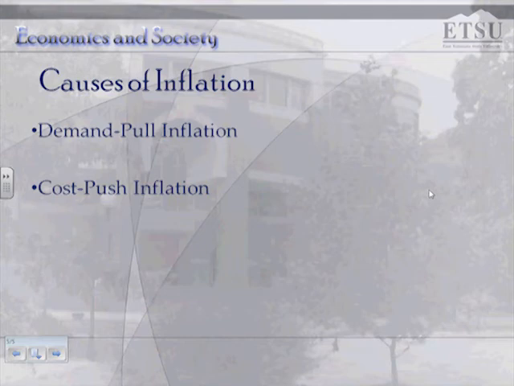And so this is what led Milton Friedman to say that inflation is always and everywhere a monetary phenomenon. Sorry, that's not a direct quote, but the idea is that increases in the price level are due to increases in the money supply, and not either of these ideas of demand pull or cost push inflation.